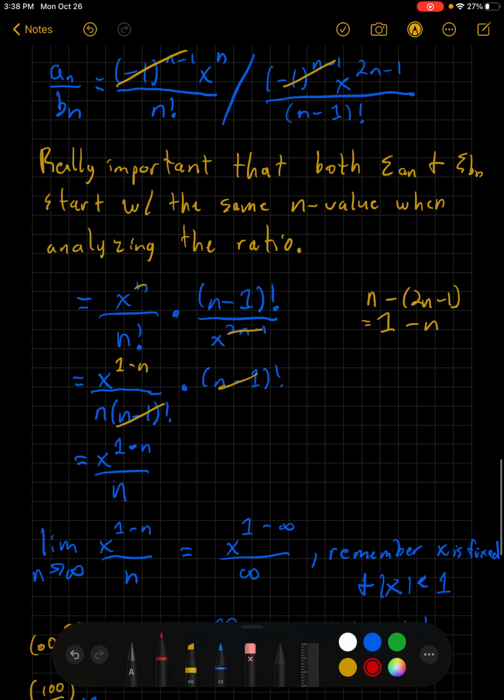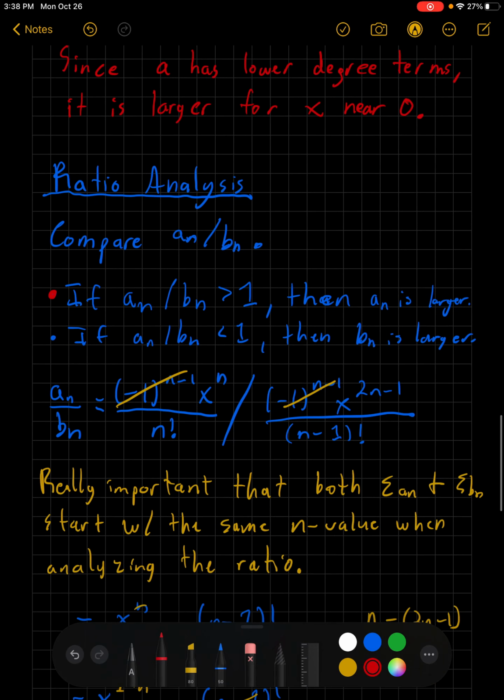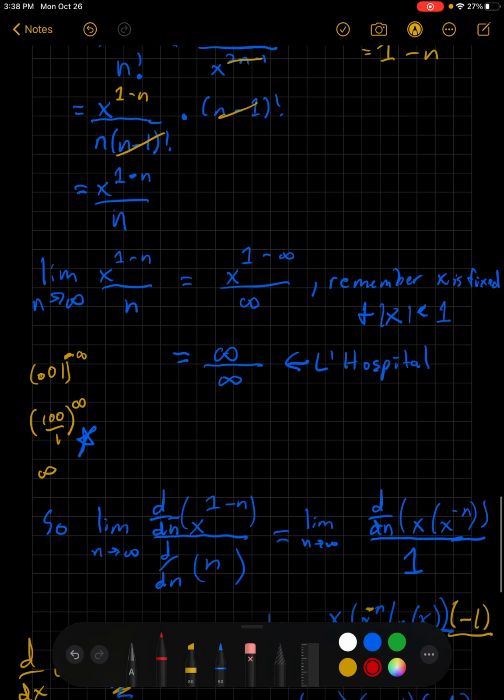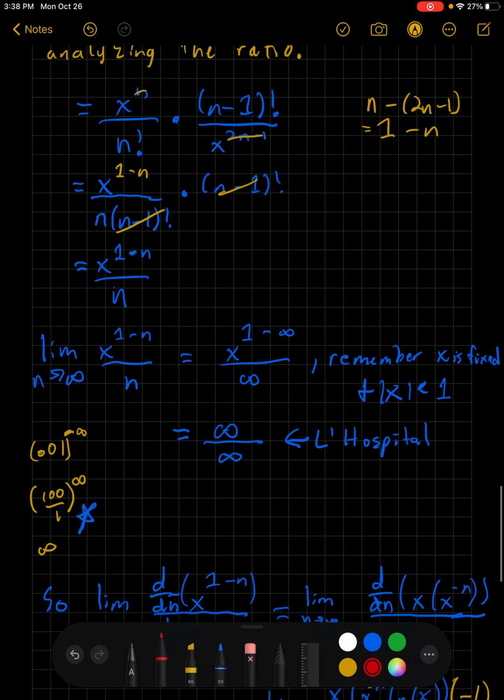Let me just make sure I say this right. What we're trying to do again is show which series is larger. So thus we say that a sub n is larger for x near 0. So that would be the ratio analysis.